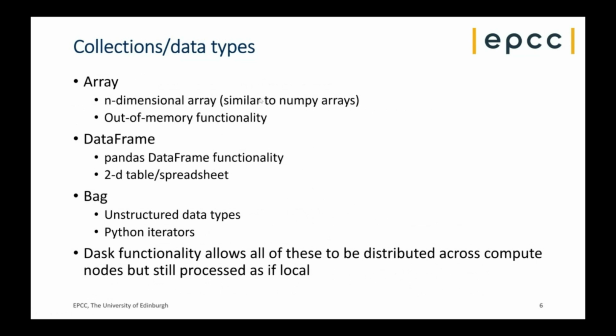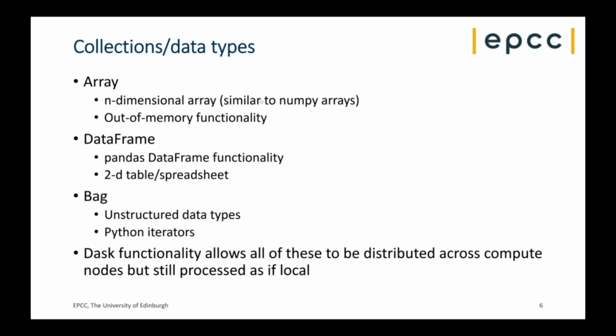Anyway, the main ones that come out of the box with Dask are array, data frame, and bag, where array is really designed to map onto NumPy arrays. So effectively, it's meant to do very similar things to NumPy arrays, but in parallel for you. And particularly, it supports out-of-memory functionality, so it lets you create equivalents to NumPy arrays which are bigger than you could fit into the memory of a single machine.